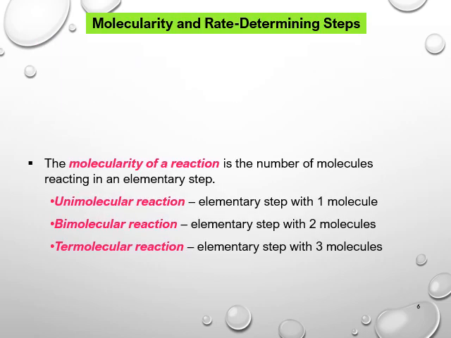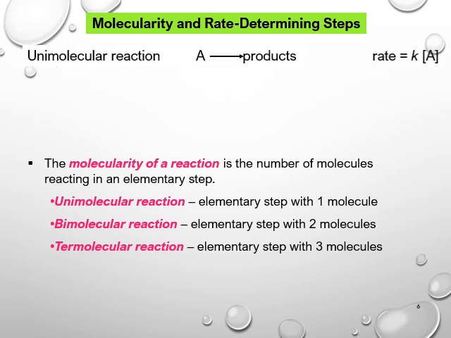Molecularity and rate determining step. The molecularity of a reaction is the number of molecules reacting in an elementary step. These molecules may be of the same or different types. Each of the elementary steps discussed before is called a bimolecular reaction, an elementary step that involves two molecules. A unimolecular reaction is an elementary step in which only one reacting molecule participates.